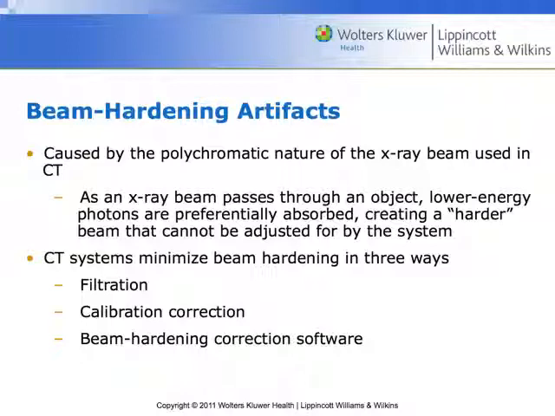So CT systems minimize beam hardening in 3 ways. They use initial filtration. So on the tube side, there's going to be some kind of aluminum equivalent that's removing the really weak X-rays out of the X-ray tube before it even goes anywhere near the patient. Then there's calibration corrections. There may be things that we need to calibrate within the machine to account for that. And then there are actual software algorithms that we can apply to the data that reduce that artifact.